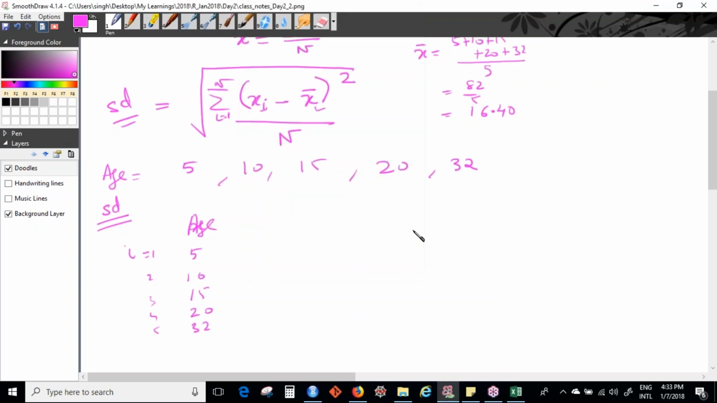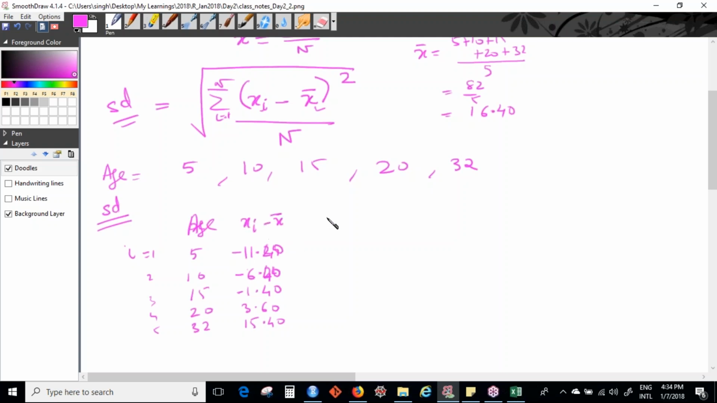Okay, minus 11.24. I think you can do this easily in Excel. So minus 11.24. Similarly, 10 minus 16.24 is minus 6.24. Sorry, 6.40. Okay. 15 minus 16.24, minus 1.40. 20 minus 16.24, 3.60. Okay. This is 15.40 and so on. So you will get these values. So this is nothing but xi minus x bar.